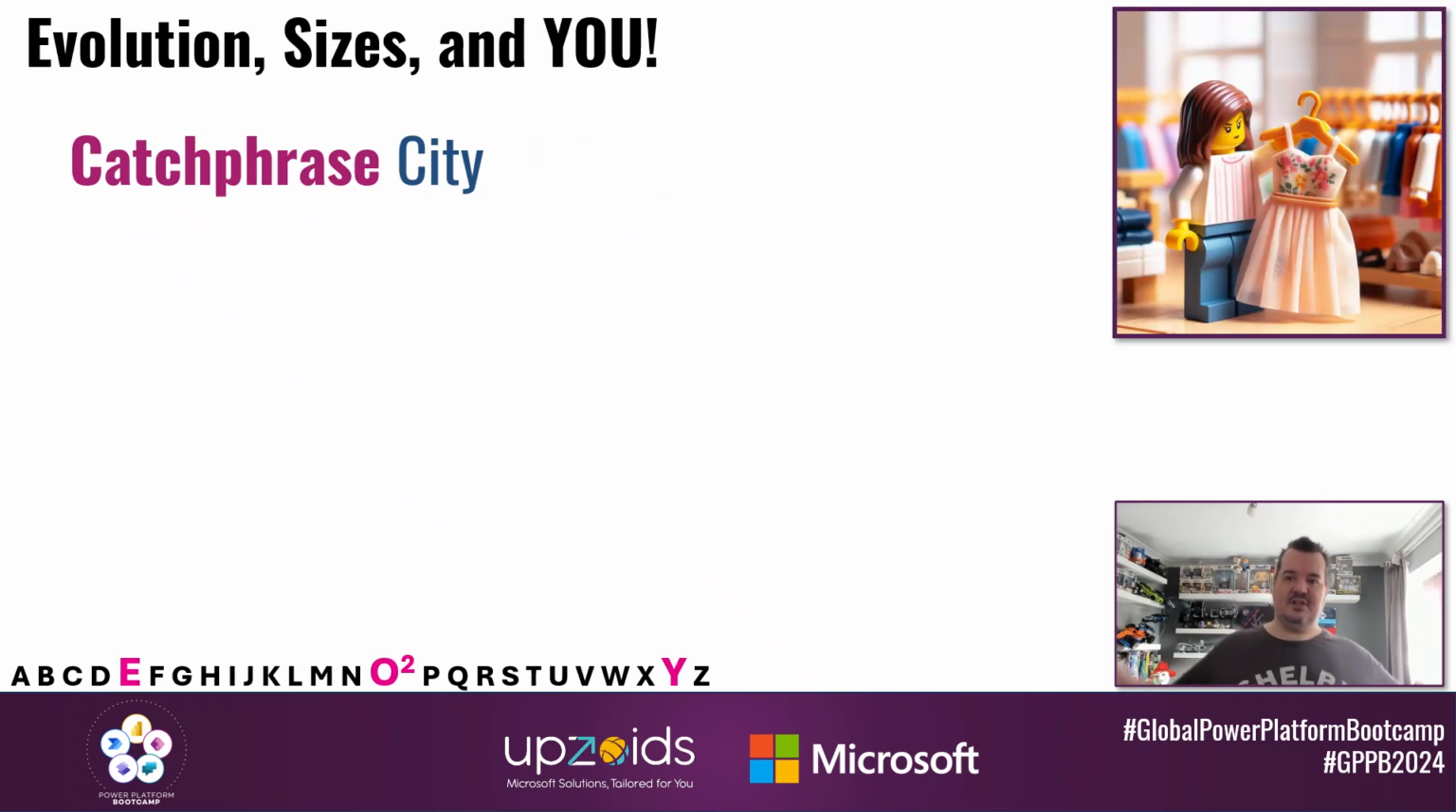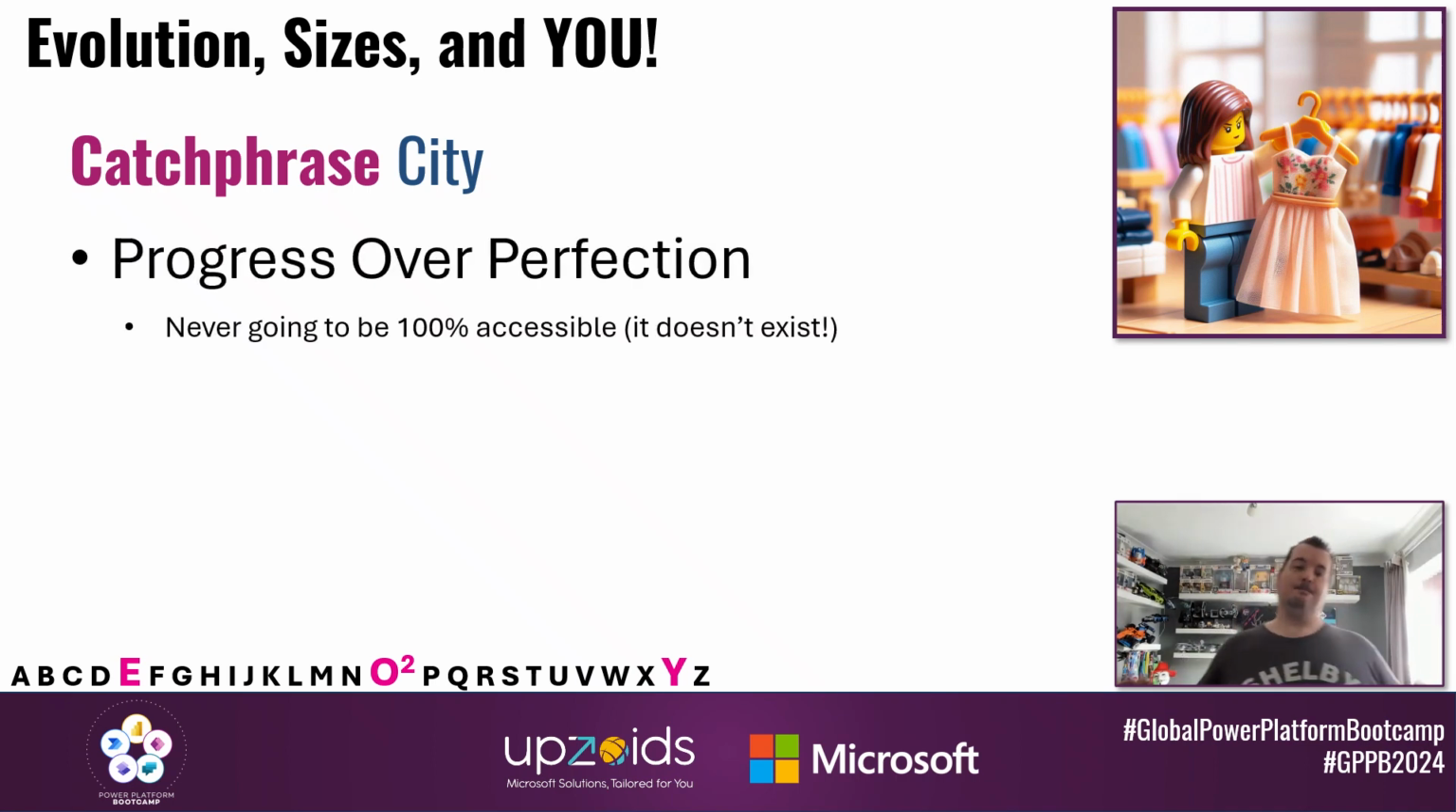So let's give you some catchphrases because these are actually really quite crucial ones. I've dumped a load of information on you and it can be overwhelming, and I know that. The key is progress over perfection. We've all got to start. We've all got to make a start. We cannot build something that's 100% accessible because that just doesn't exist. It is not possible.